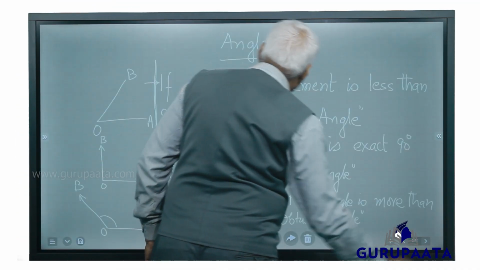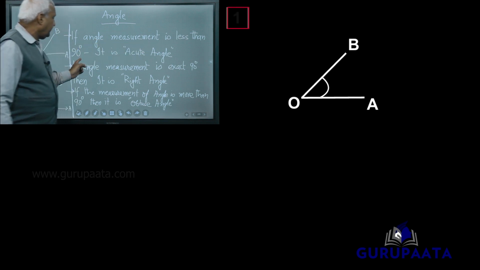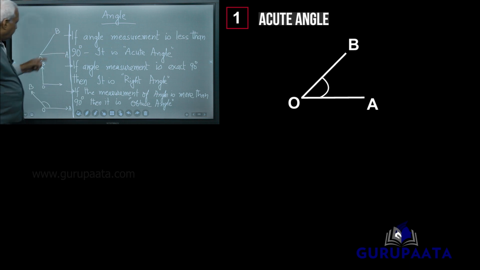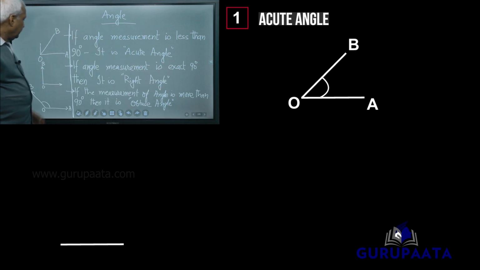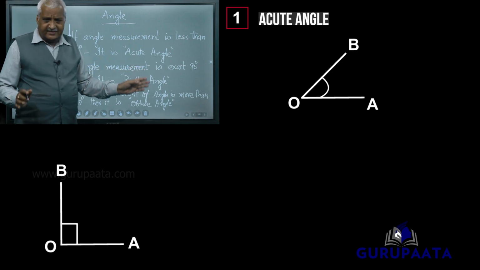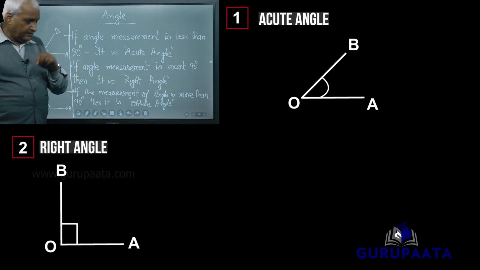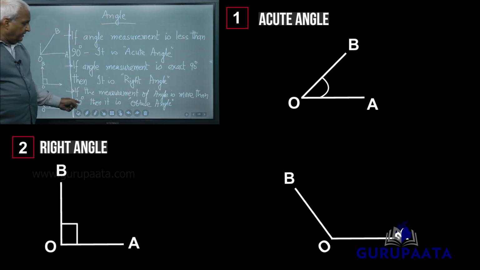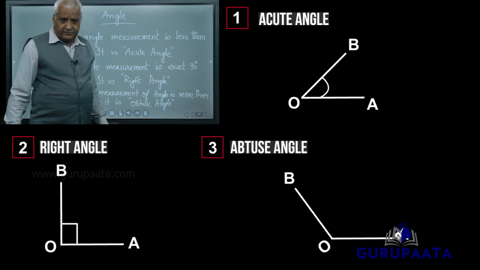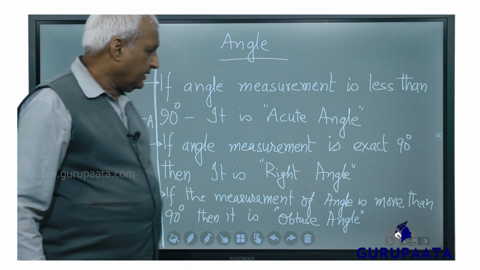Now we will see another type of angle. If angle measurement is less than 90 degree, that is called an acute angle. 90 degree will come somewhere here. Second, if the angle measurement is exactly 90 degree, then it is called a right angle. Third, if the measurement of angle is more than 90 degree, then it is called an obtuse angle. So, we have understood three types of angle, that is acute angle, right angle and obtuse angle. We will see further.